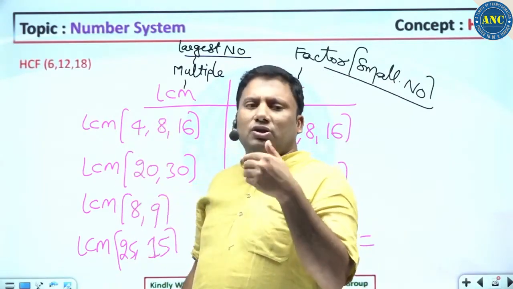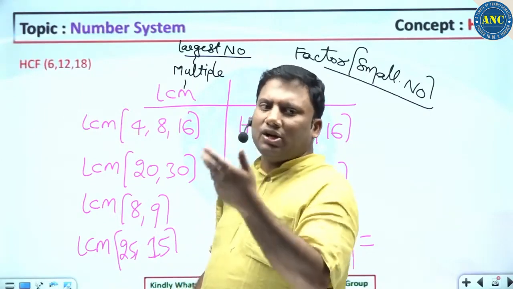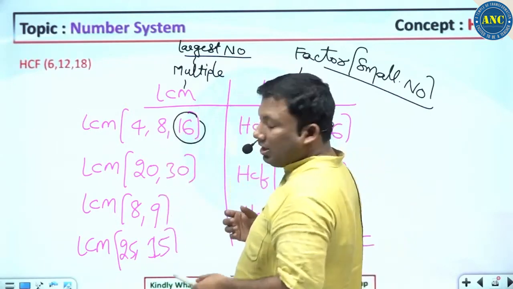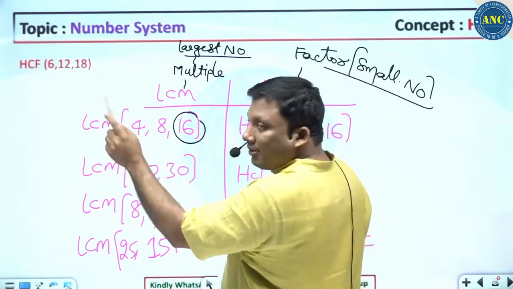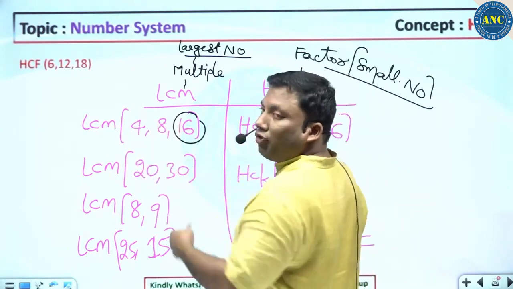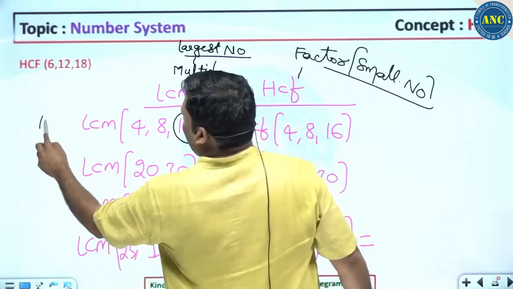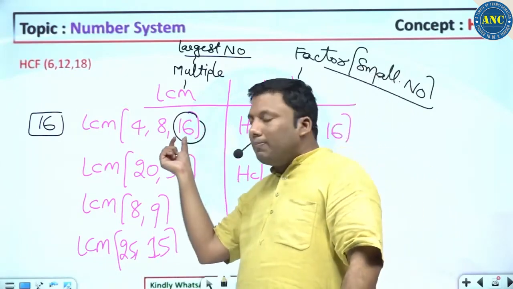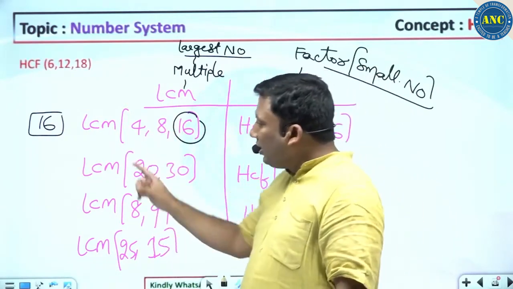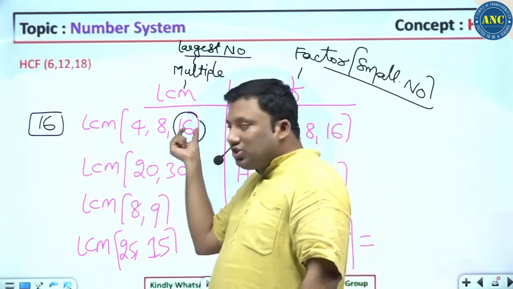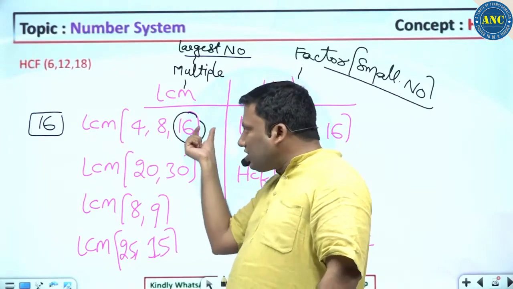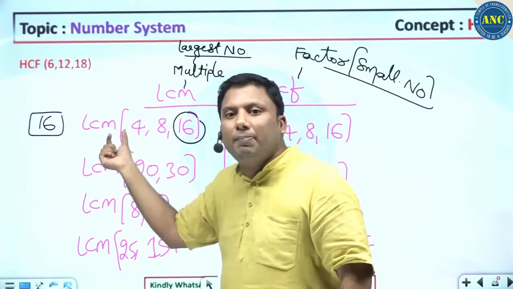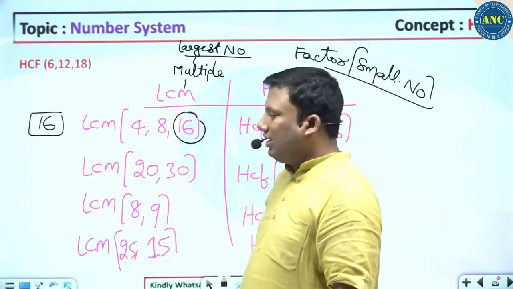What is a multiple of 12? 24, 36, 48 and so on. So, take the largest number. The largest number is 16. Check whether 16 is divisible by every other number. 16 is 4 into 4. 16 is 8 into 2. Answer is 16. If the largest number is divisible by every other number, then the largest number is the LCM.